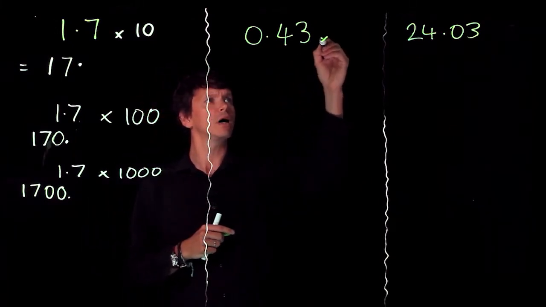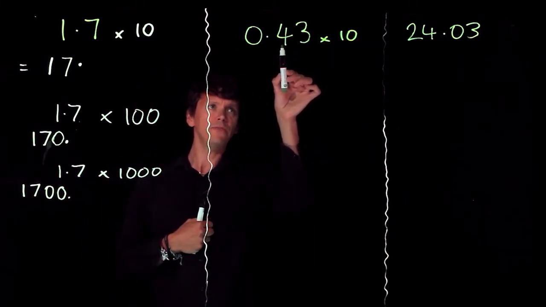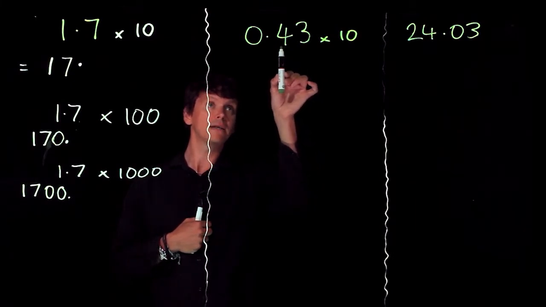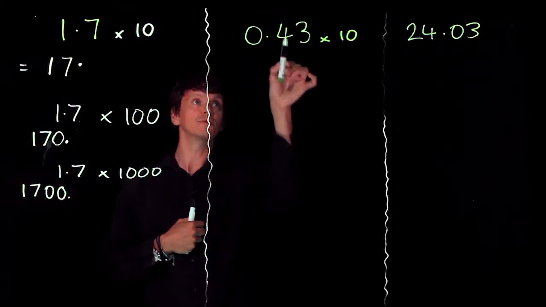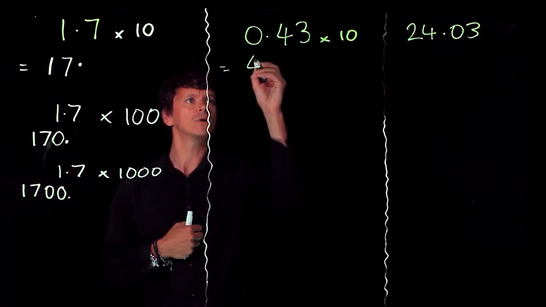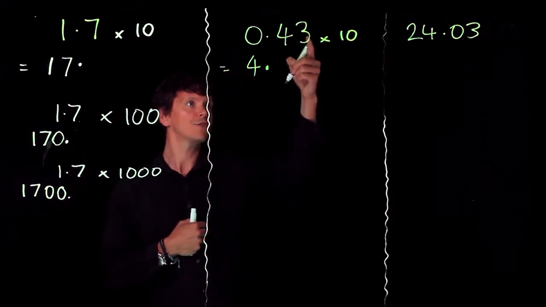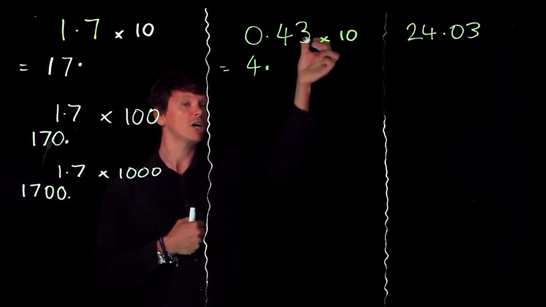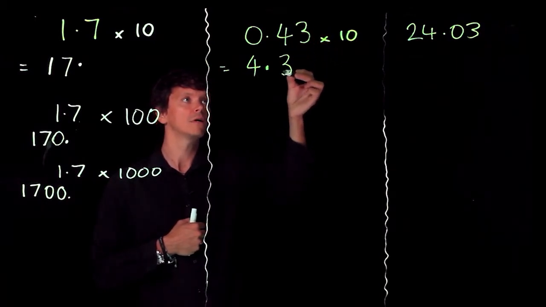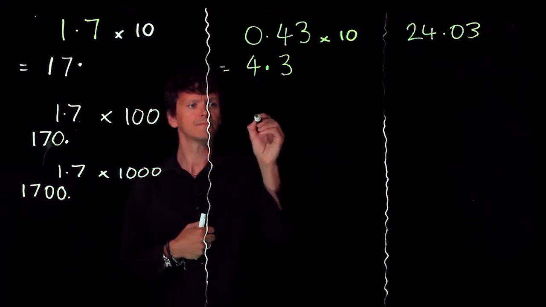If we multiply that by 10, then we need to think, right, 4 tenths. Each of those tenths, when multiplied by 10, is going to become a unit. It's going to move 1 place to the left. So that 4 moves into our units column. The decimal point doesn't move. Our 3, currently sitting in our hundredths column, again moves 1 place to the left, ending up in our tenths column. So 0.43 times 10 is 4.3.